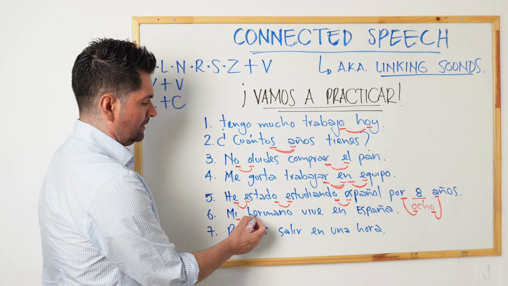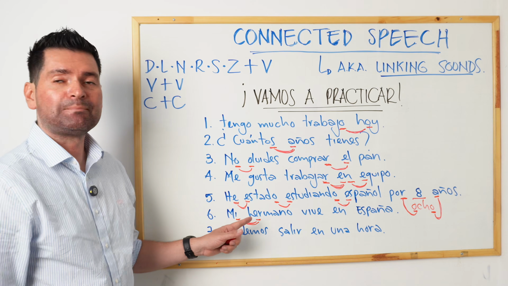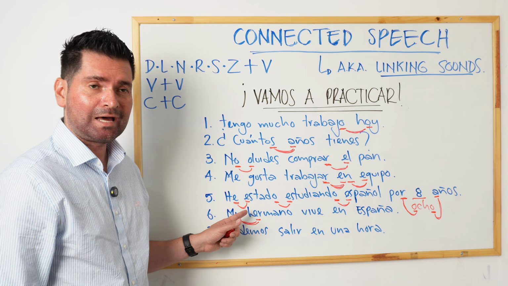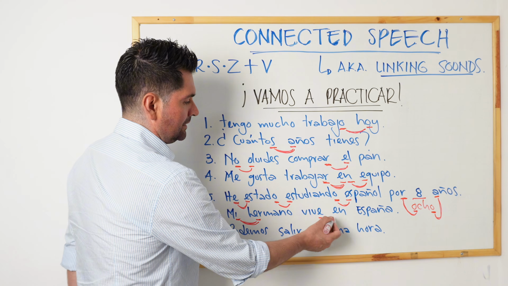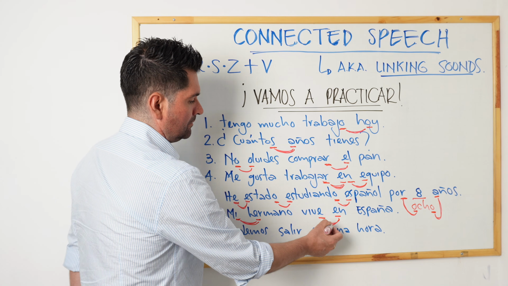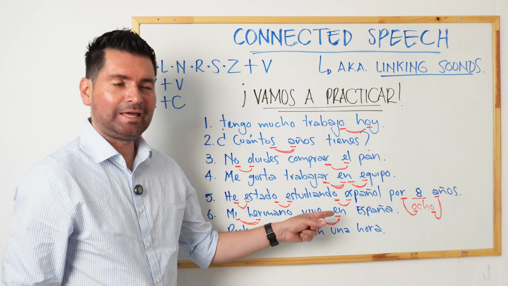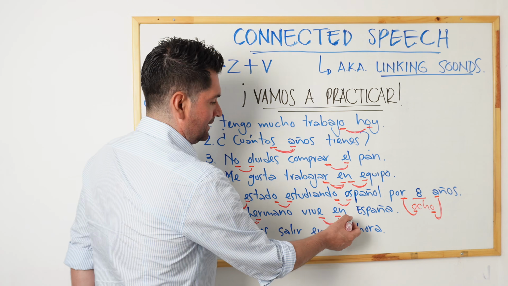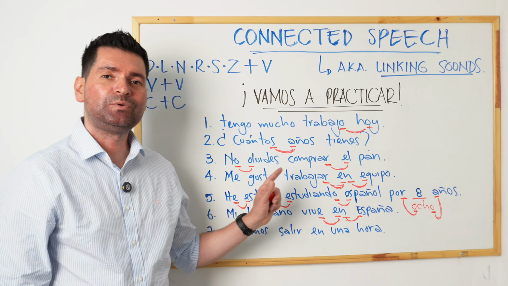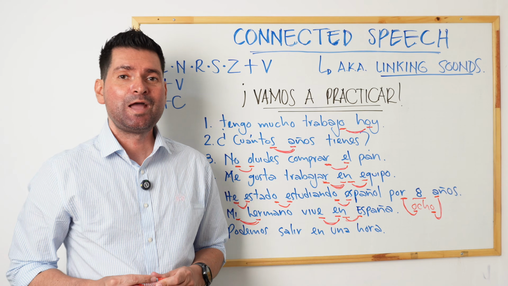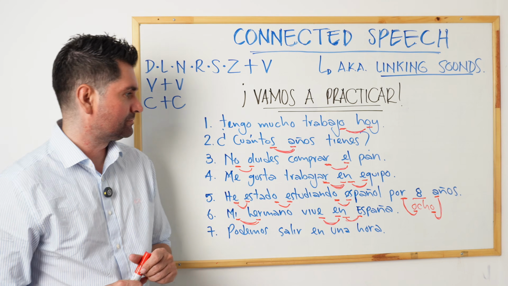Número 6. Mi hermano vive en España. Here, the I is going to connect to the E. The H is silent. Mi hermano. Mi hermano vive. Now, there are two E's here. Mi hermano vive. And then the N is going to connect to the E again. Mi hermano vive en España. My brother lives in Spain.